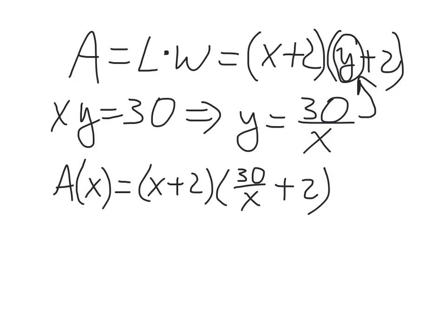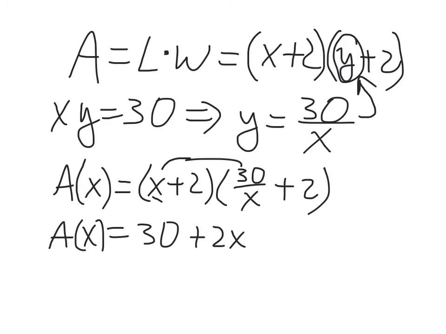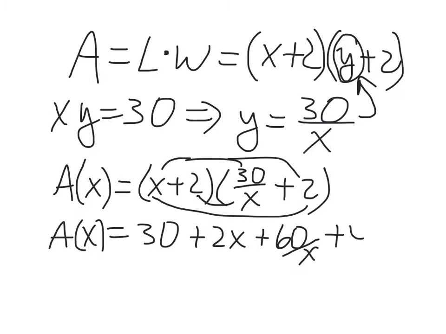Now, like many times, it's easier to do some more algebra, simplifying the expression before we do the calculus. That might be the case here. Let's go ahead and multiply the binomials before we do any calculus on it. So x times 30 over x, well, x divided by x will cancel. Then we'll have plus 2x, then plus a 60 over x, and then finally plus 4.